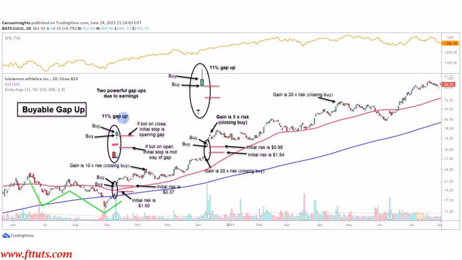And so again, it was an 11% gap up, and you could have bought the open or you could have bought the close. This kind of just ran away from thereafter. And if you use it on a closing basis, you very quickly had 10 times your risk.